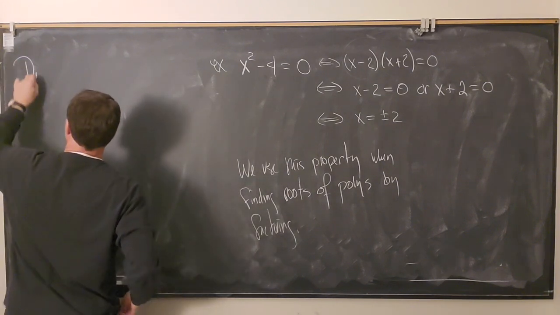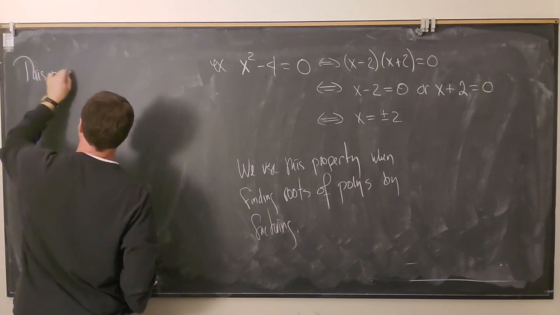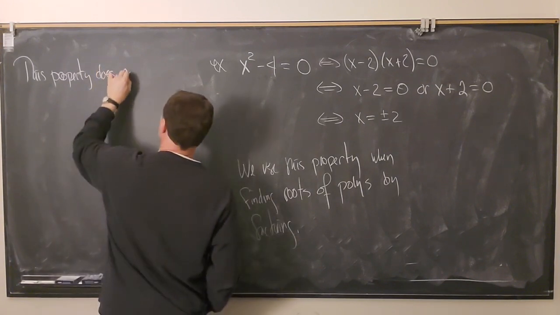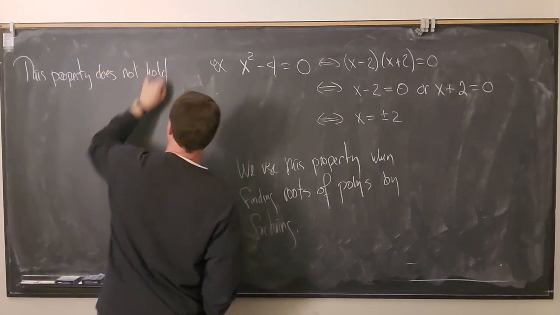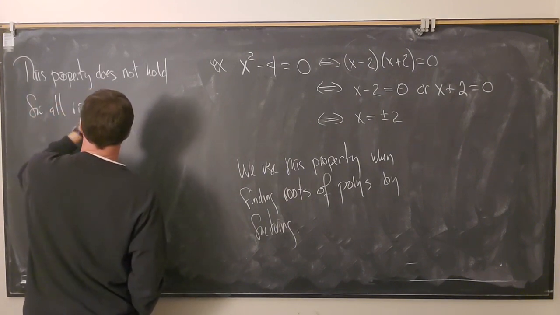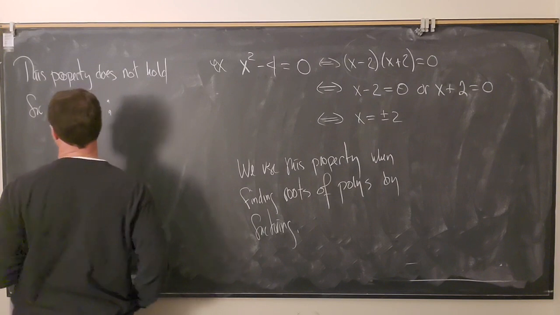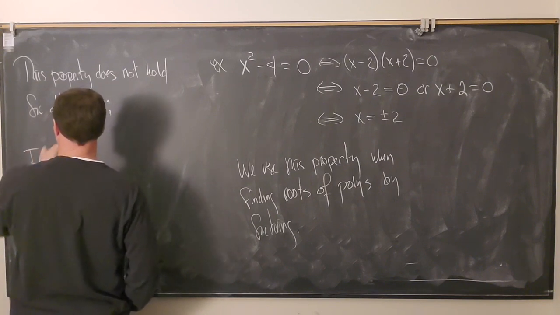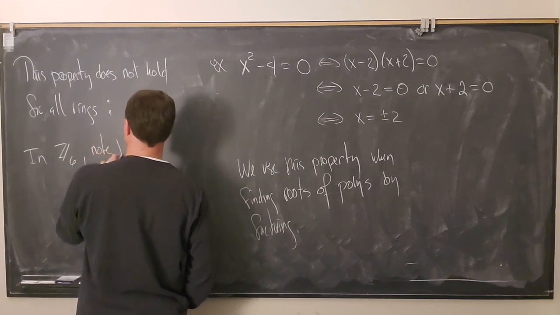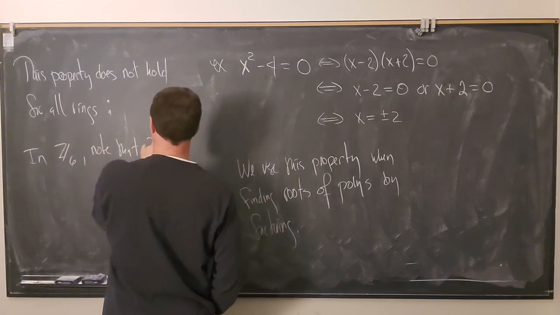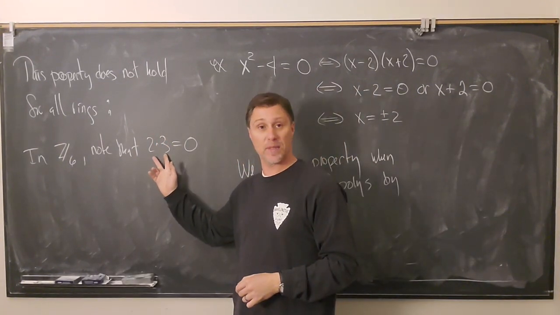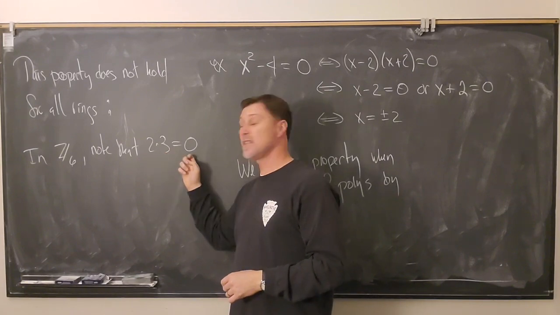So this property does not hold for all rings. And here's an easy example. In Z6, note that if you multiply 2 times 3, that's equal to 0. So we have a couple of non-zero elements of Z6 multiplied together to give us 0.